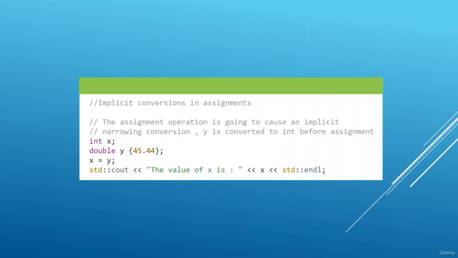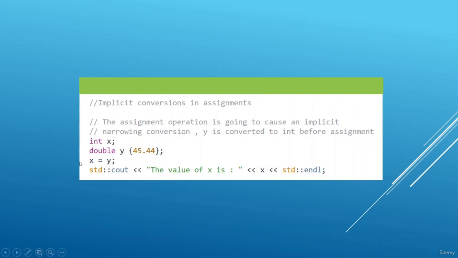Another kind of implicit conversion that can be done is what happens when you do an assignment. For example, here we have an integer variable called x, we have a double variable called y, and if we do x equals y, in other words, we are assigning y to x. And if these two happen to be of different types, the conversion is going to go from double to int. And this is going to be a narrowing conversion because the decimal points are going to be chopped off and we are only going to save 45 in our int variable.